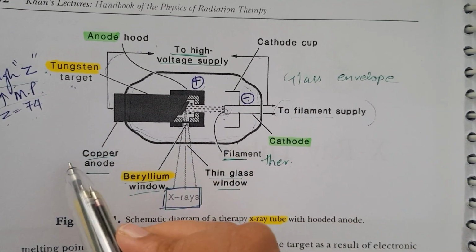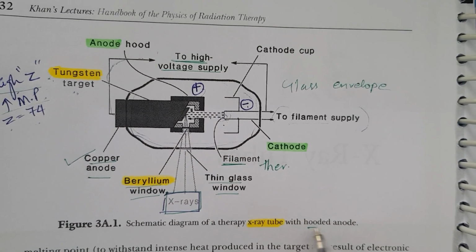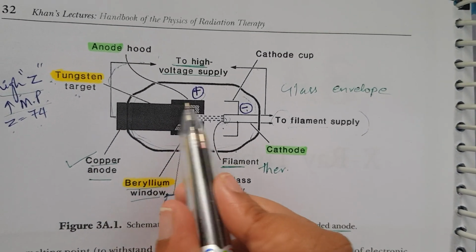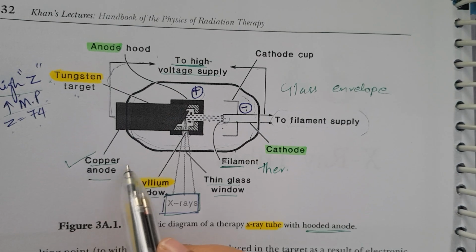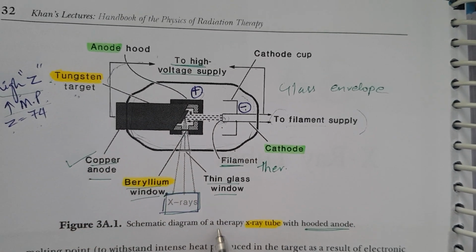This is the hooded anode. It also has this hooded anode. This is characteristic of the therapy X-ray tube.